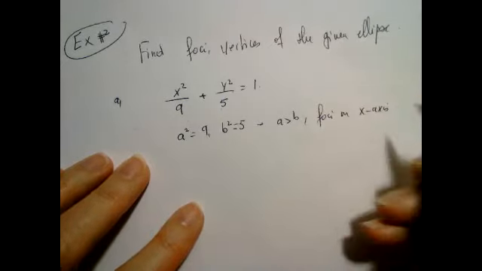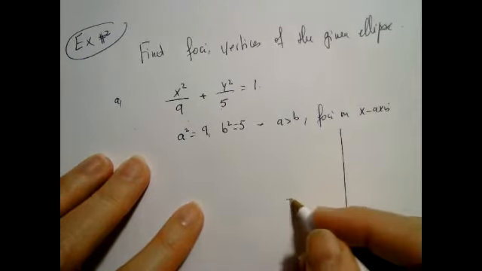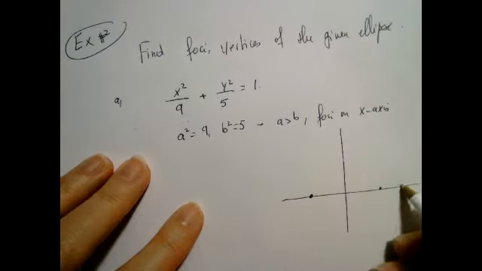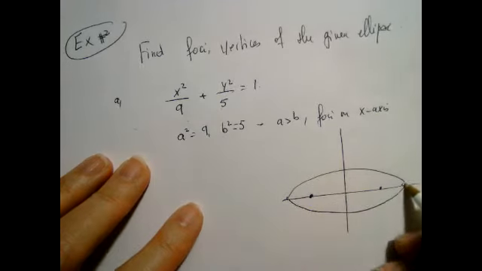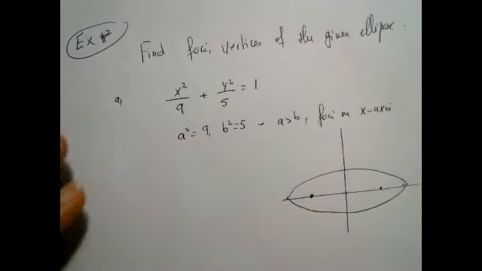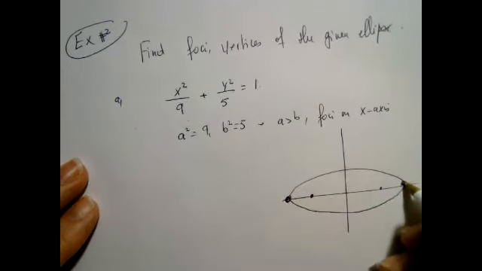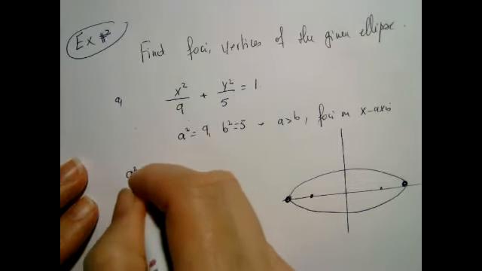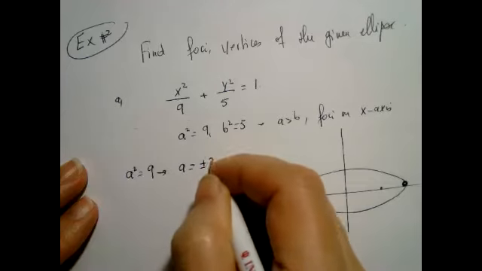That's what tells us whether the foci are on the x or on the y-axis. So the picture is like that. My foci are right here, and the vertices are somewhere here, and this is really my ellipse. Okay, elongated this way. So now I need to find the vertices. These are the vertices, it means the a. So I need a squared equal to 9. It means a is plus or minus 3.